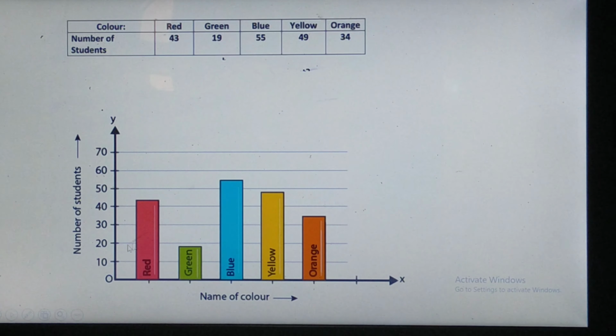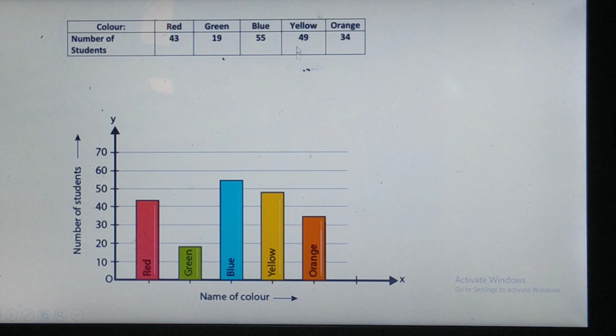Okay, so I can choose where 19 will be in this interval, and I am just drawing a rectangular bar to show the green color. Okay, the next one, blue, it is 55. So choose where 55 will be here on the y-axis. I have 50 and 60, so 55 must be in the middle of 50 and 60. You can find the middle of this line. See here, this will be the middle, and you can draw your rectangular bar corresponding to the blue color.